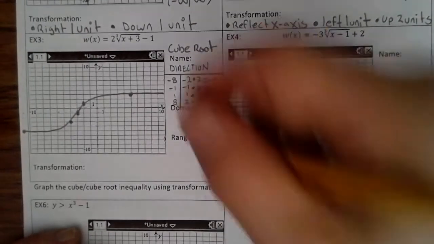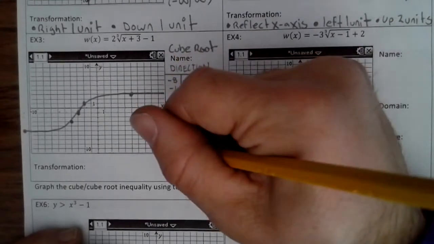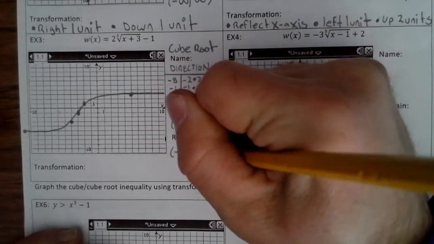Now, domain and range, again, are real simple. -infinity to +infinity, and -infinity to +infinity.